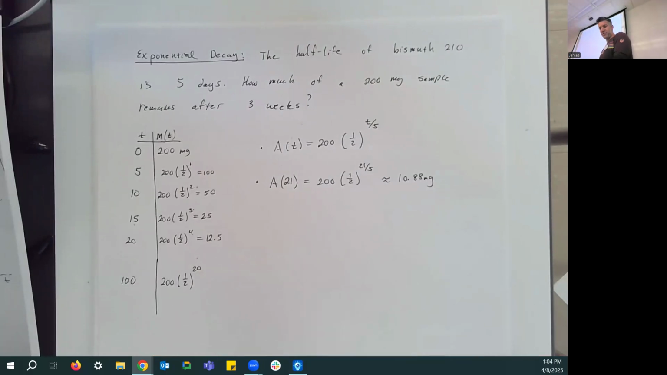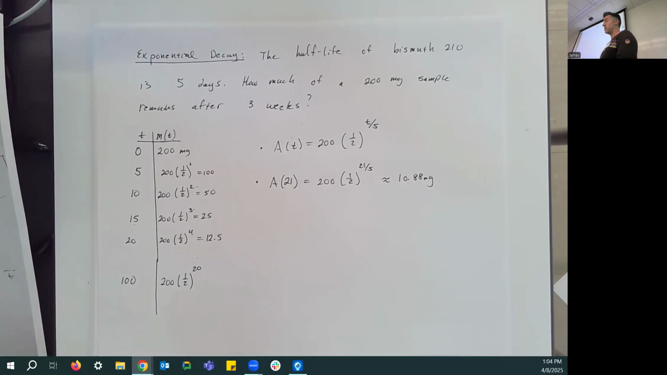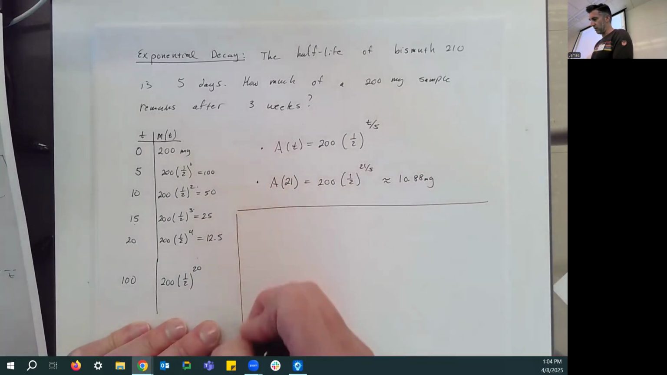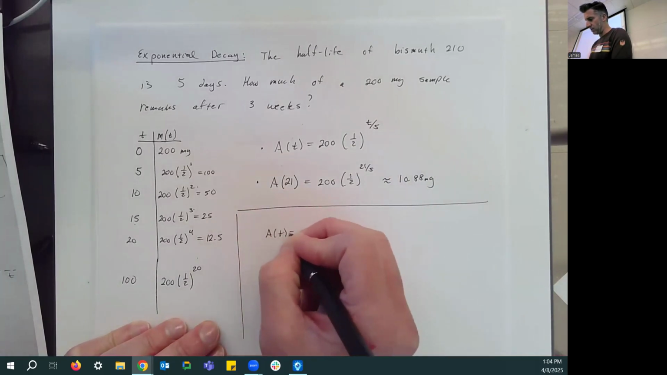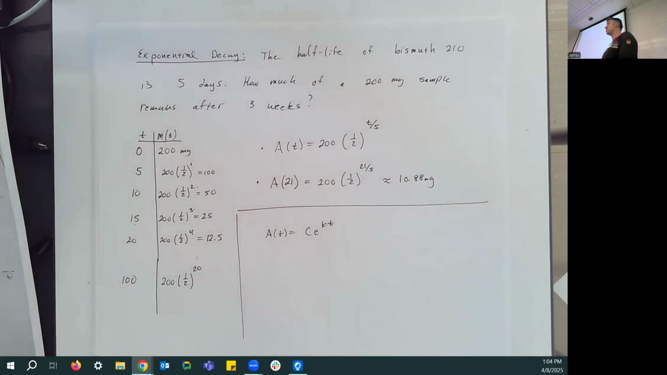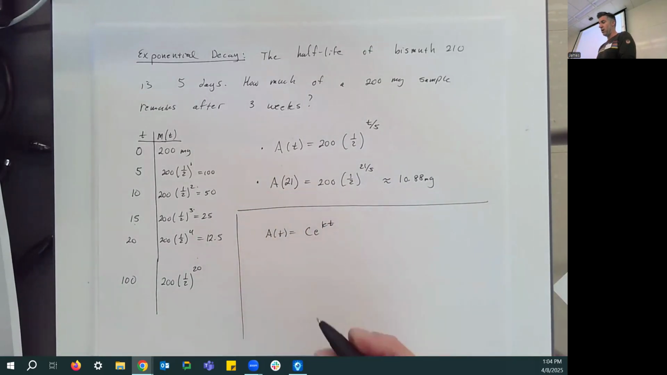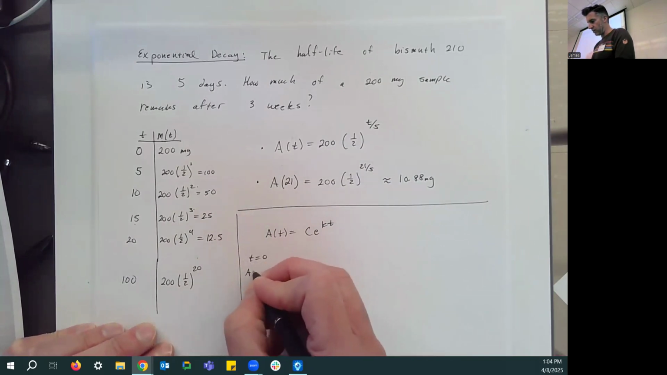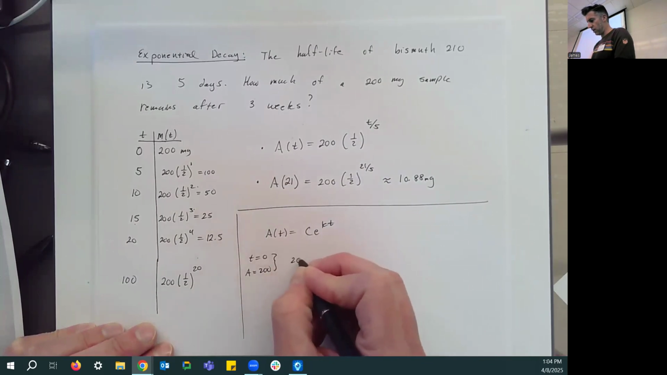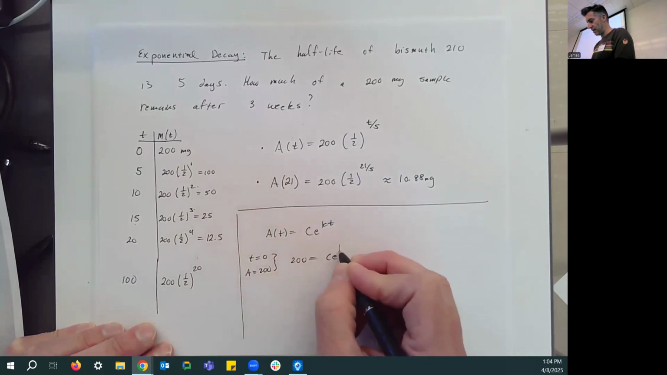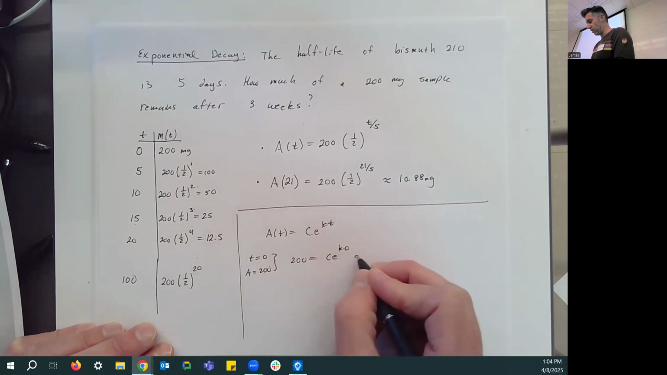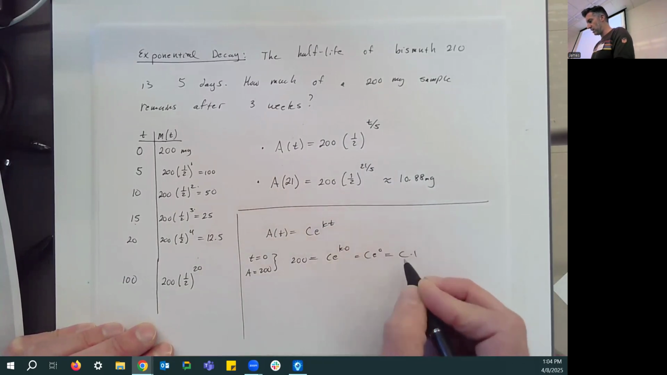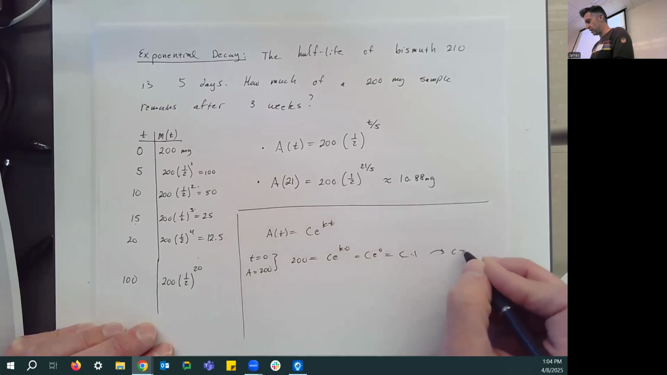Yeah, so there is another way to do this, but I feel like for this class, the intent is to think of it more this way. There certainly is another way you can do this, where you start with something like A of t equals C e to the kt, and then you use some data points to find your C and your k. I'll point out that if we plug in t equal to 0, our A value is 200, so we get 200 equals C e to the k times 0. k times 0 is 0. e to the 0 is 1. So C times 1 is 200, which gives us C equal to 200.